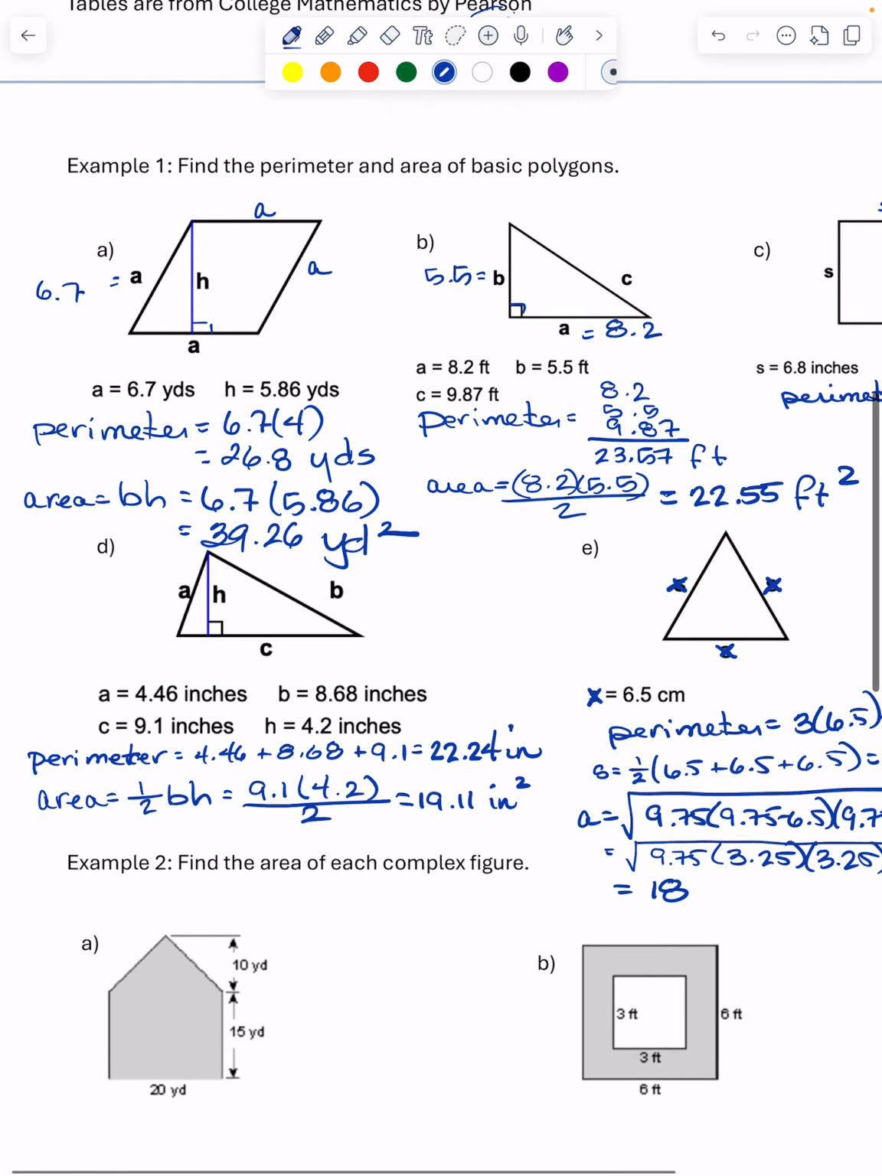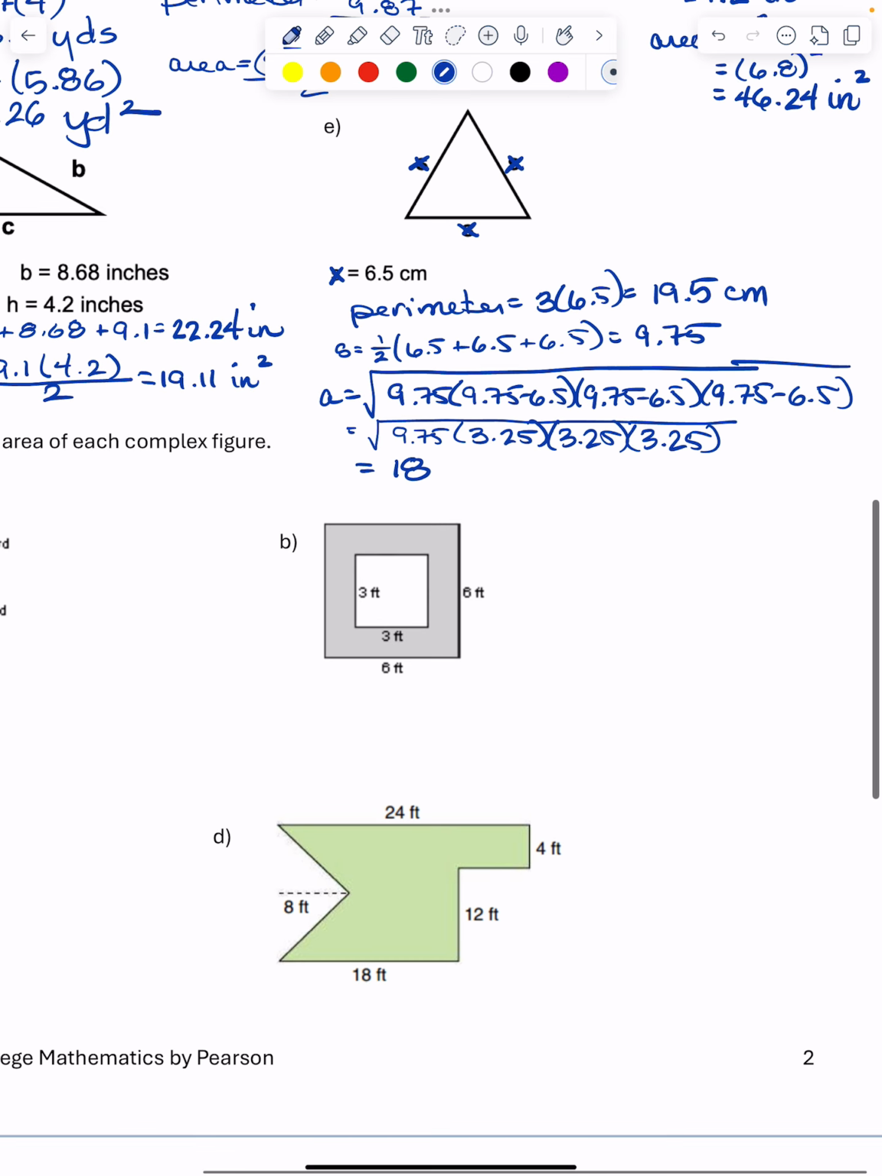18 point, do we have a round? No, we don't have a round. I'm going to take it to two places. 18 point, I'm getting 2947. So 18.29 square centimeters.